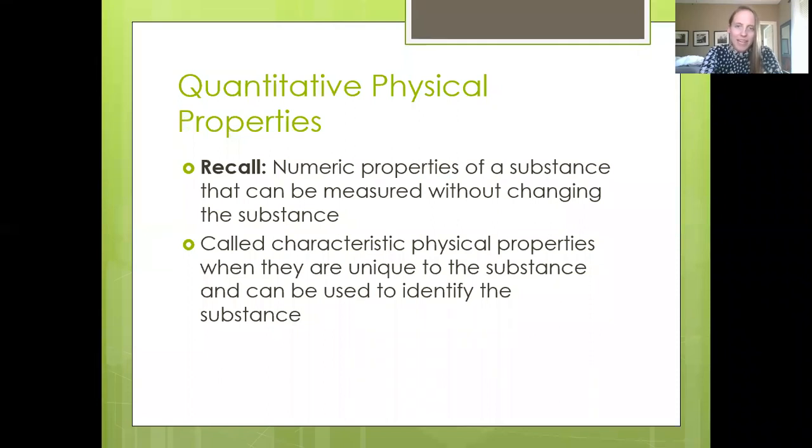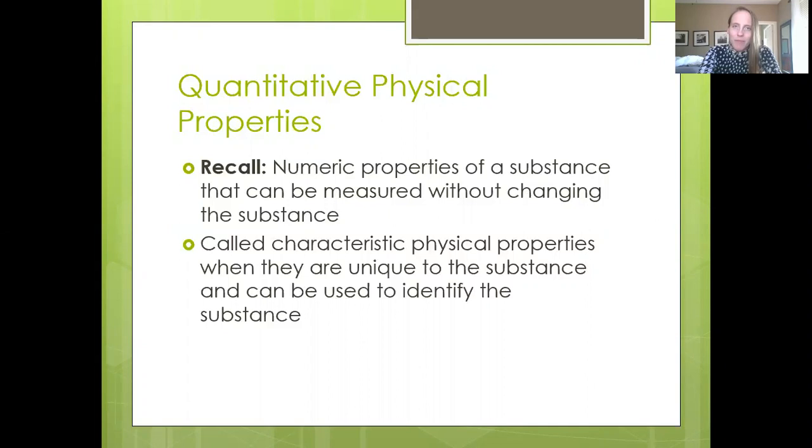So again, quantitative physical properties are numeric properties that can be measured. Again, because it is a physical property, you're not changing the chemical composition of the substance. Again, characteristic physical properties are kind of a subset of quantitative physical properties. Characteristic physical properties, again, are numerical, but they are also unique to that substance.